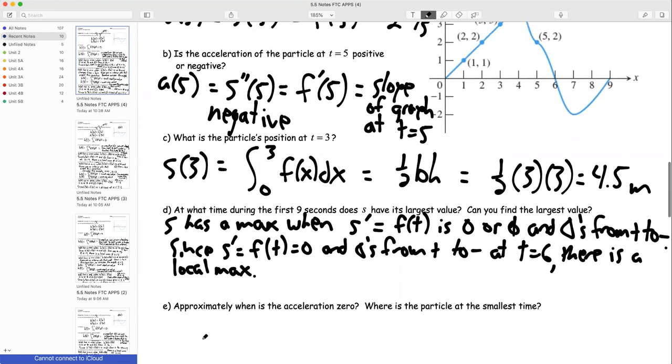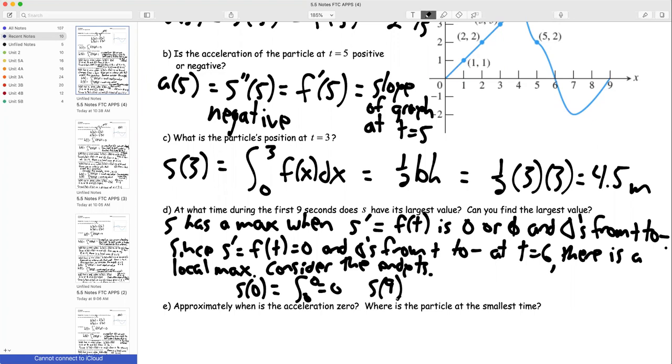Okay, so consider the endpoints. And to do that, I'm going to find s of 0. s of 0 is the integral from 0 to 0, which is 0. Therefore, it can't be the absolute max. And I've also got to consider s of 9, which is the integral from 0 to 9.